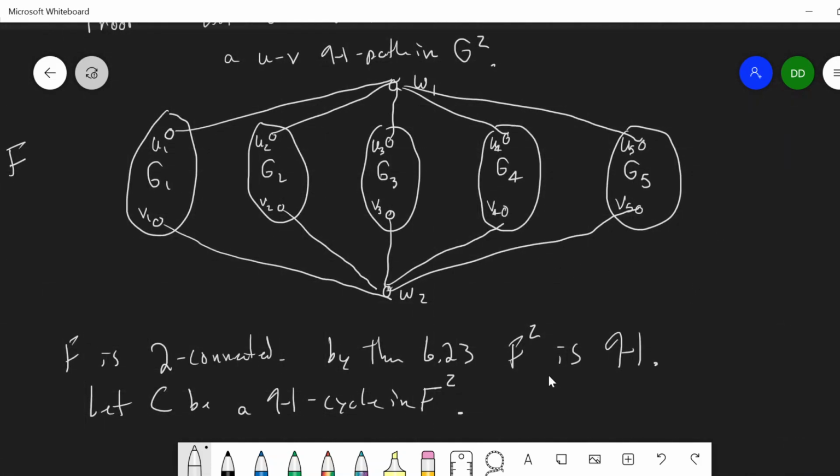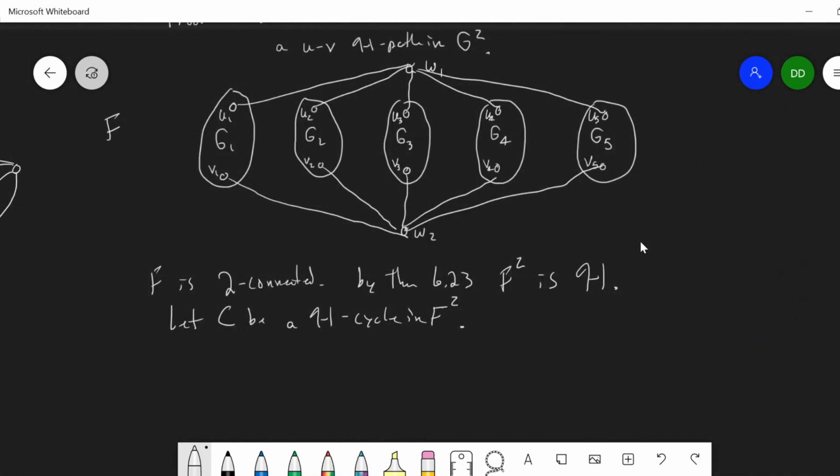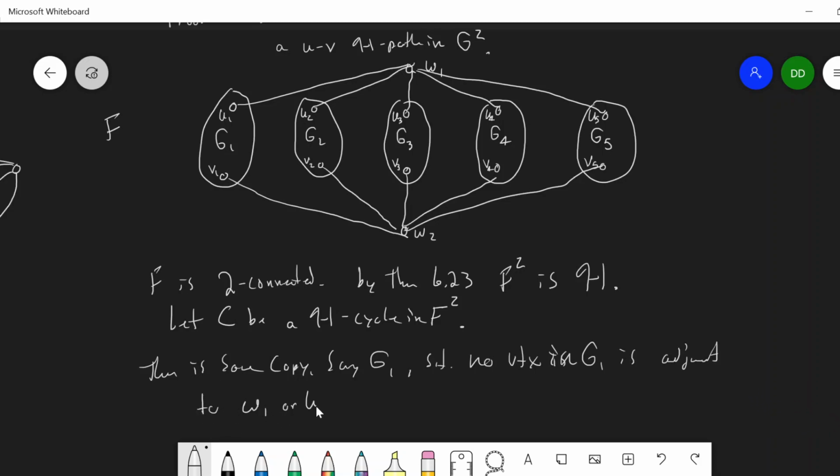So let me zoom out a bit so I can write this down while we're still looking at it. So there is some copy, let's say it's G1, such that no vertex in G1 is adjacent to W1 or W2 on the cycle C in F squared, right? Because there's only 4 in and outs. One of these is not adjacent to W1 or W2 on the cycle C.